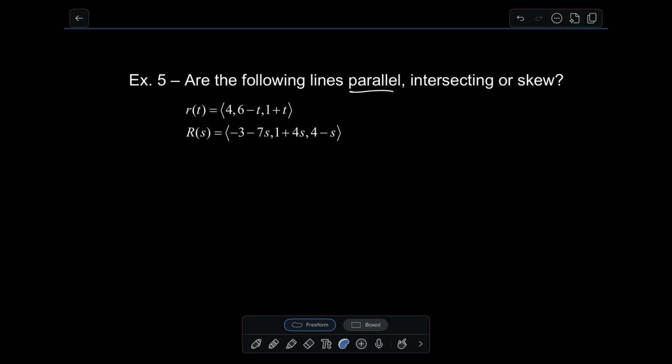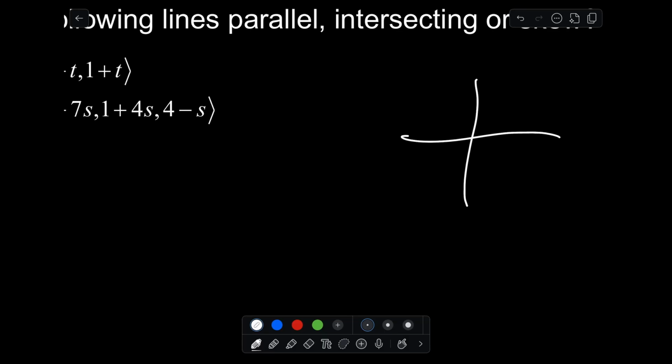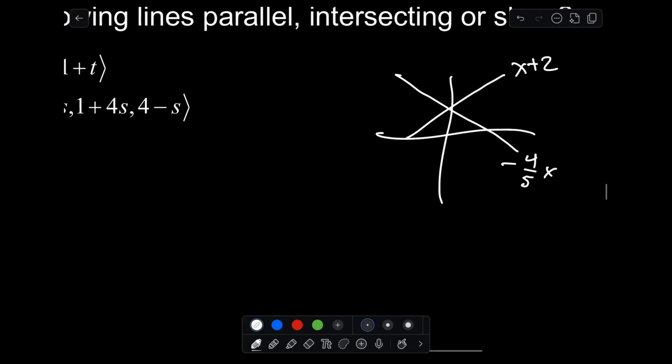Intersecting means that at some point, for some value of t and s, they would intersect, but that doesn't mean that their direction vectors are going to be the same, right? It's like, for example, having a line in space like x plus 2, and something like negative 4/5 x plus 3. They're going to touch at some point. They're intersecting. They don't have the same slope. That would be like intersecting lines in 3D.